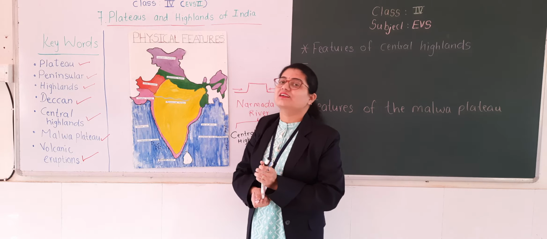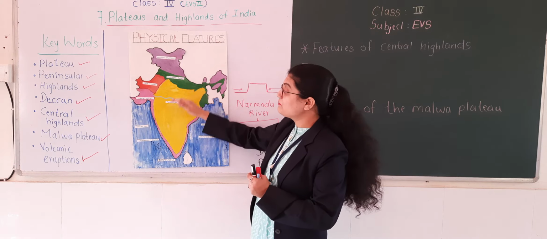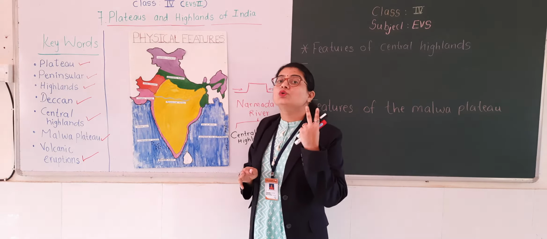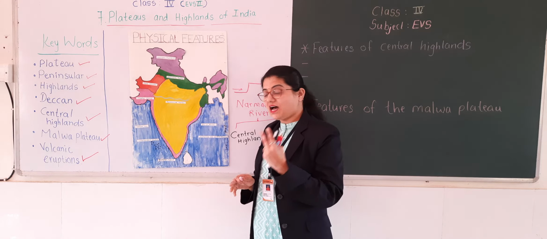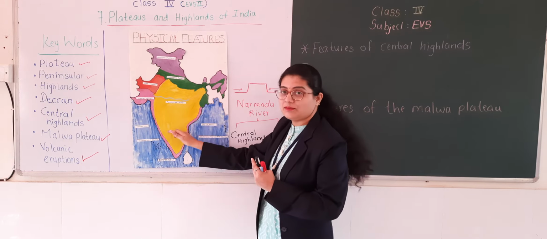Understood? Good. Let us revise one more time. These peninsular plateaus get divided into two parts, that are Central Highlands and Deccan Plateau.